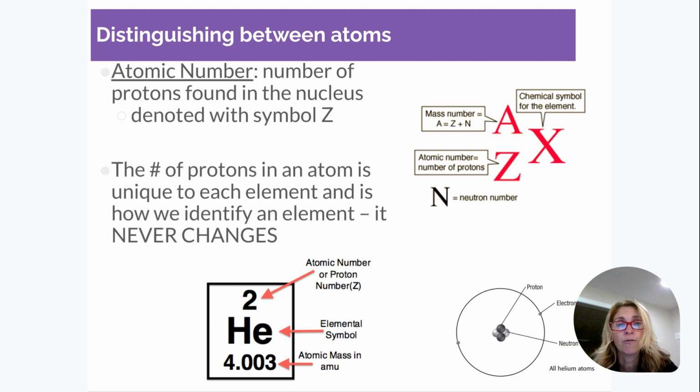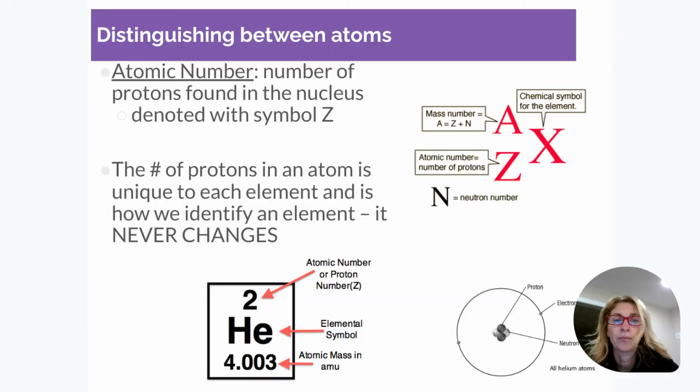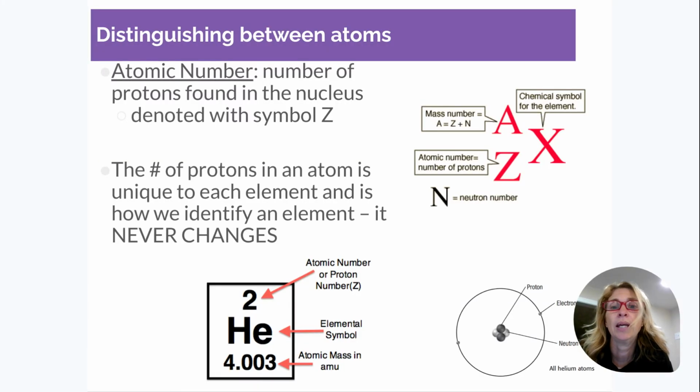As we look at trying to differentiate one atom from another, the atomic number is very important. The atomic number indicates the number of protons found in the nucleus of the atom. In the model to the right, the nuclear notation, you can see that it's written in the bottom left-hand corner, and it's denoted with the symbol Z. The number of protons in an atom is unique to its element, and it's used to identify. If you change the number of protons, you change the identity of the element.